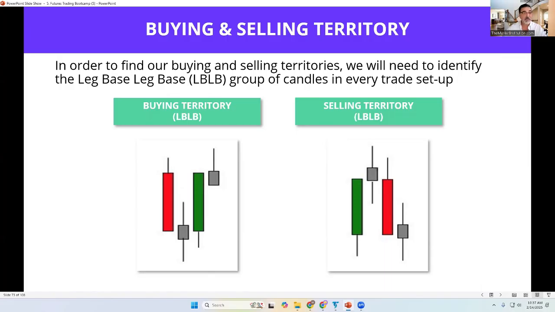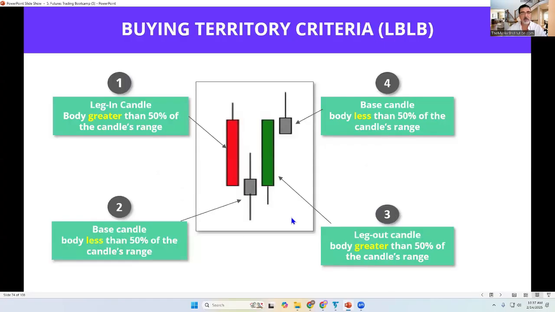Some terminology: leg in, base, leg out, base. We have the initial leg in, we have the base, a leg out, and a base. If we're going long, we want the leg in to be red and the leg out to be green. Going short, the leg in must be green and the leg out must be red. The variations to this pattern for going long: the leg in must be red. There must be a base candle between the leg in and leg out.